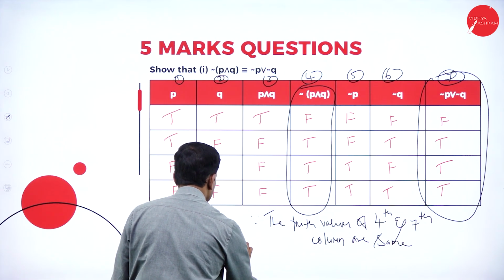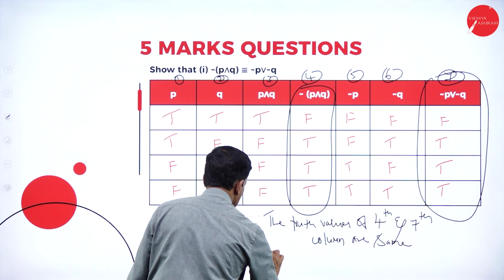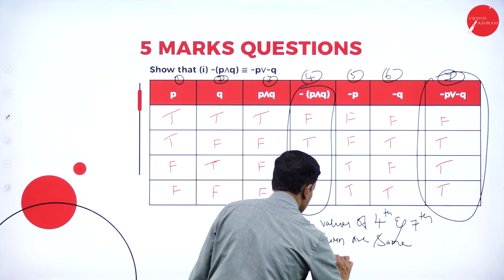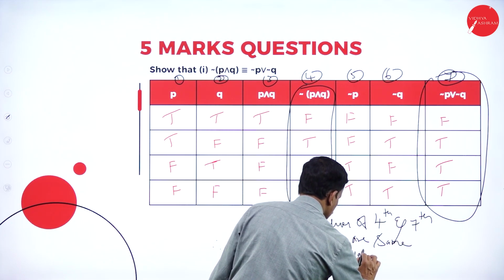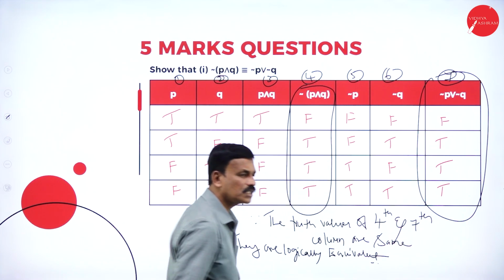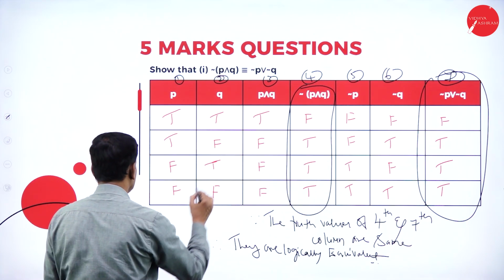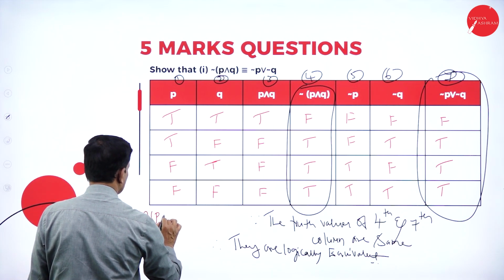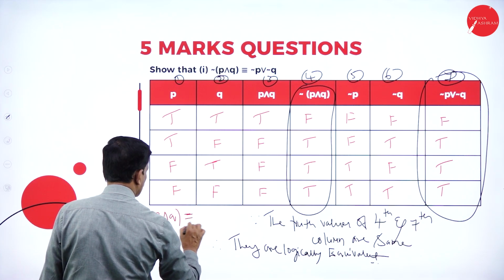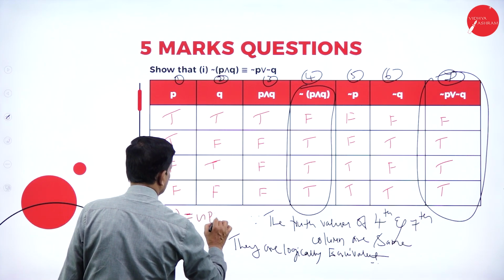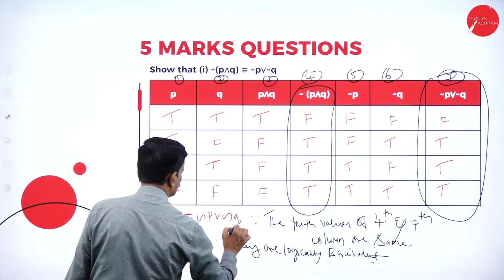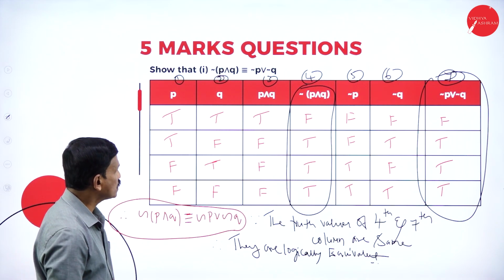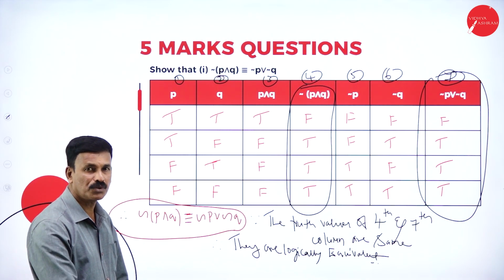Therefore they are logically equivalent. So how to write? Therefore we can write, negation of P conjunction Q is logically equivalent to negation P disjunction negation Q. This is how. If you do this much, definitely you will get 5 marks, sometimes 7 marks for this also. Okay, very important problem.